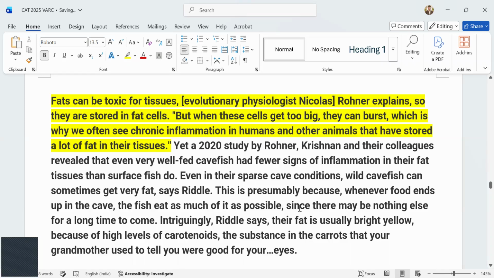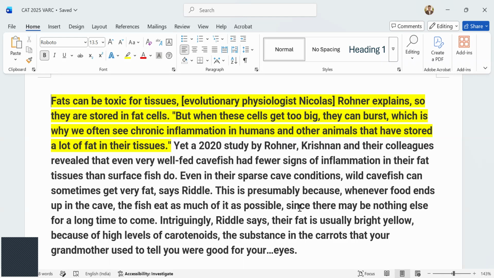Biology and evolutionary physiology. We can say that fats are toxic. You must have heard doctors making this claim that if you keep on accumulating and depositing fats, then you will probably get obese, and then you will start developing inflammation. Then all sorts of diseases will insidiously start progressing in your body. So this is talking about inflammation and normal physiology.